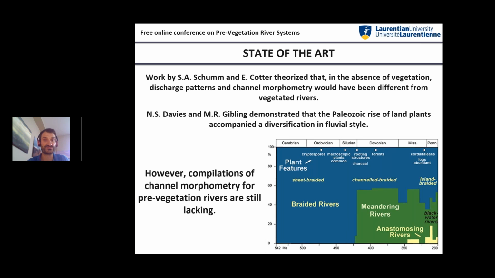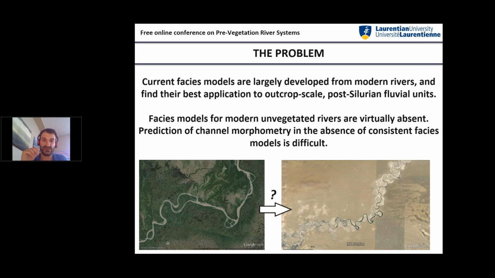In other words, most of what we know about pre-vegetation rivers derives from the comparison of their sedimentary record with facies models that were developed from modern rivers. And without knowing exactly the size and the extent of pre-vegetation sand bodies related to fluvial processes, we cannot really understand how the rivers themselves were behaving.